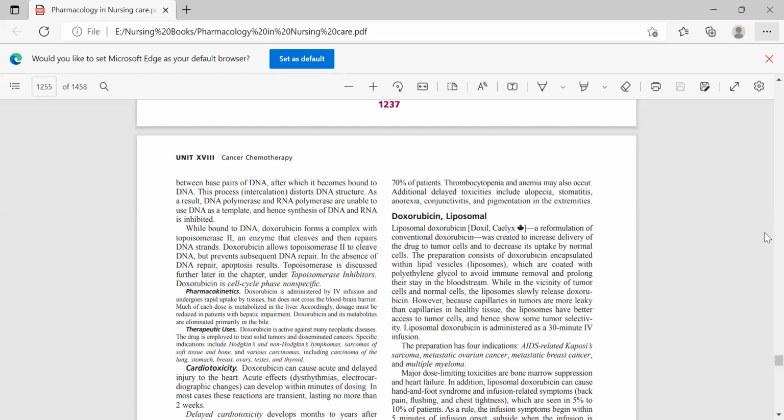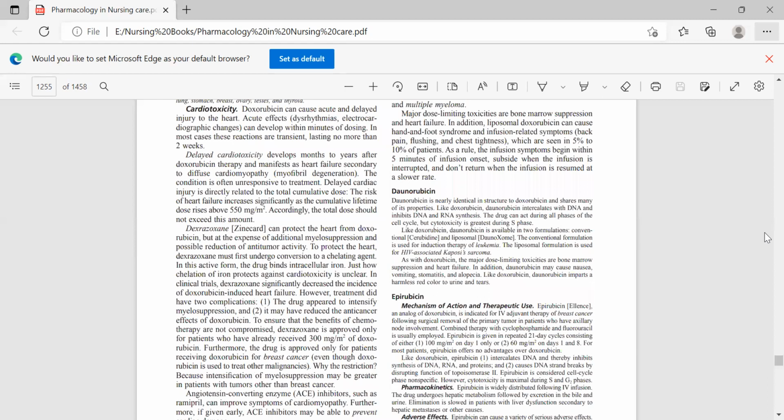The cardiotoxicity of doxorubicin is very significant, and it causes delayed injury to the heart. The acute effects include arrhythmias and electrocardiographic changes, and they can develop within minutes of dosing. In most cases, the reactions are transient, lasting no more than 2 weeks.